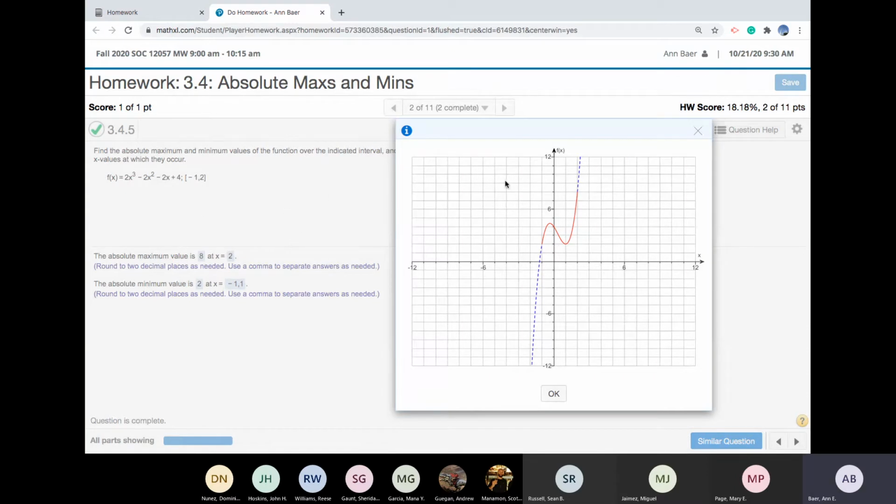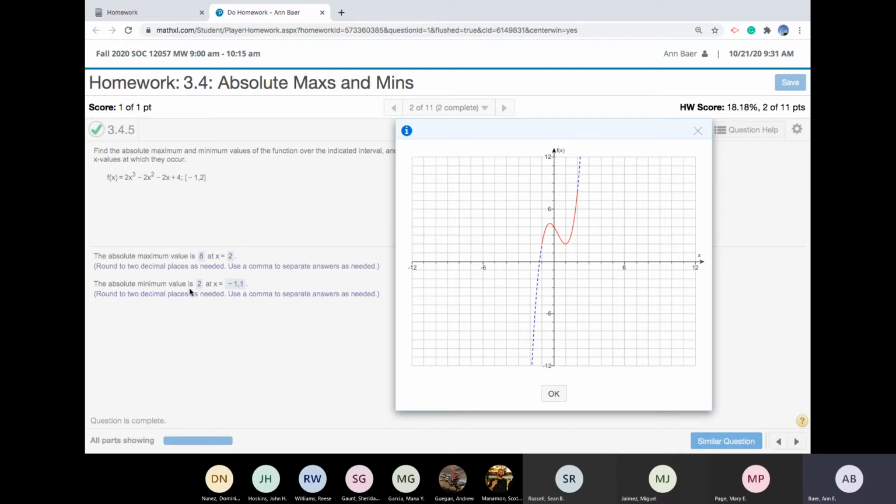So the absolute maximum value is right here. The x is at 2. Check. The y is at 8. That's where that comes from. I know they're a little light there, the answers.